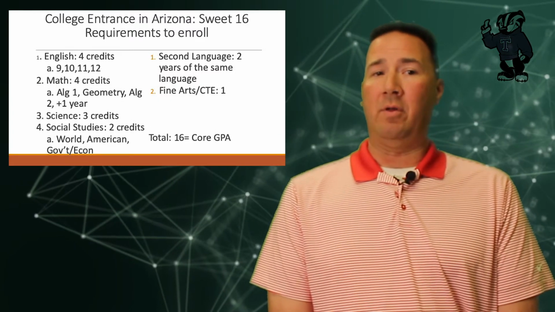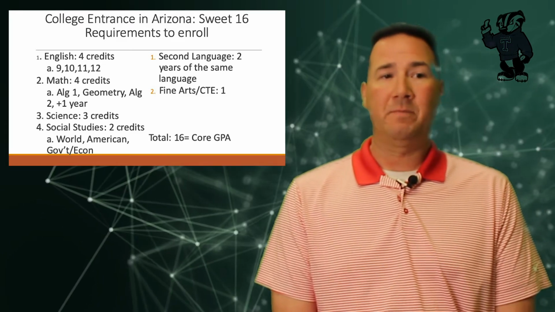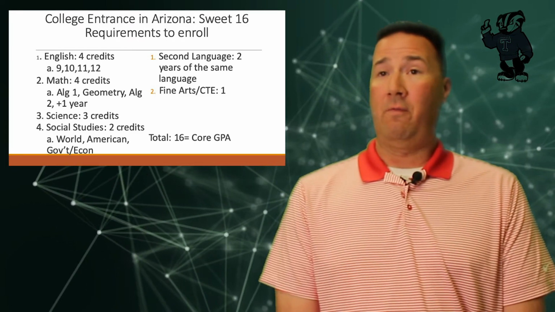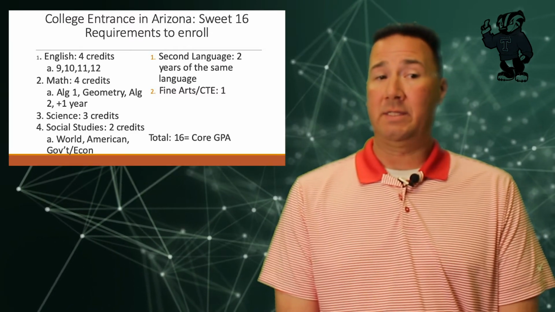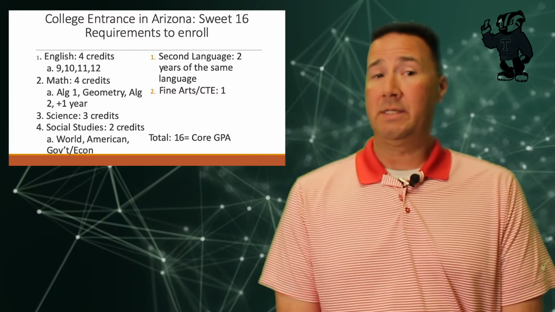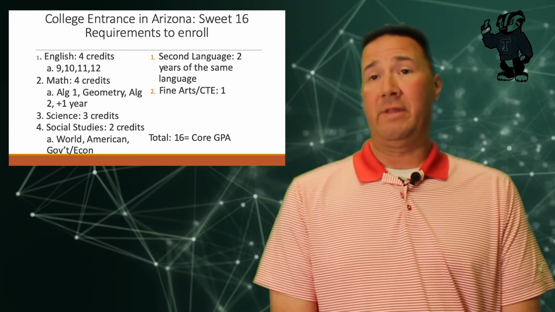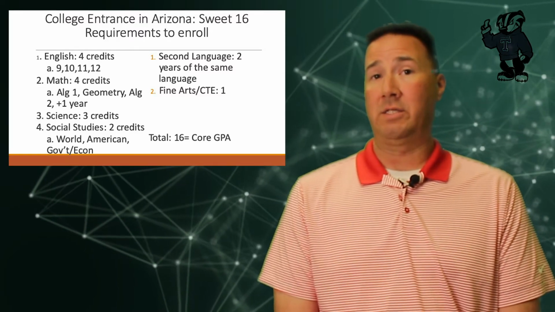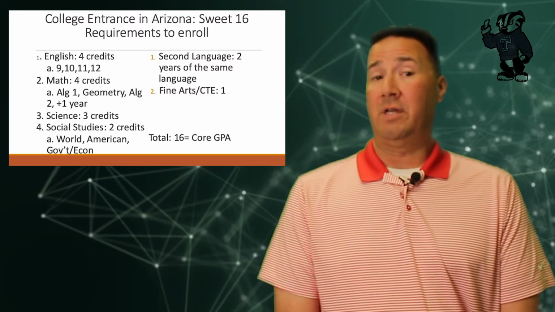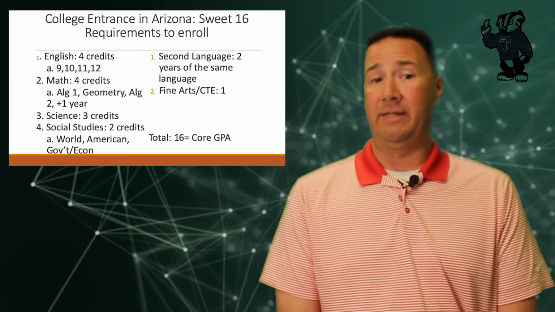So here's an example of the 16 core classes you need for entry into college. You need 4 years of English, 4 years of math that goes beyond Algebra 2, 3 years of science, 2 years of social studies, 2 years of a foreign language, and 1 year of a fine art. Remember that the foreign language requirement is a requirement to get into college classes. So if your son or daughter is not signing up for this, make sure they have it on their transcripts and they get it in the future.